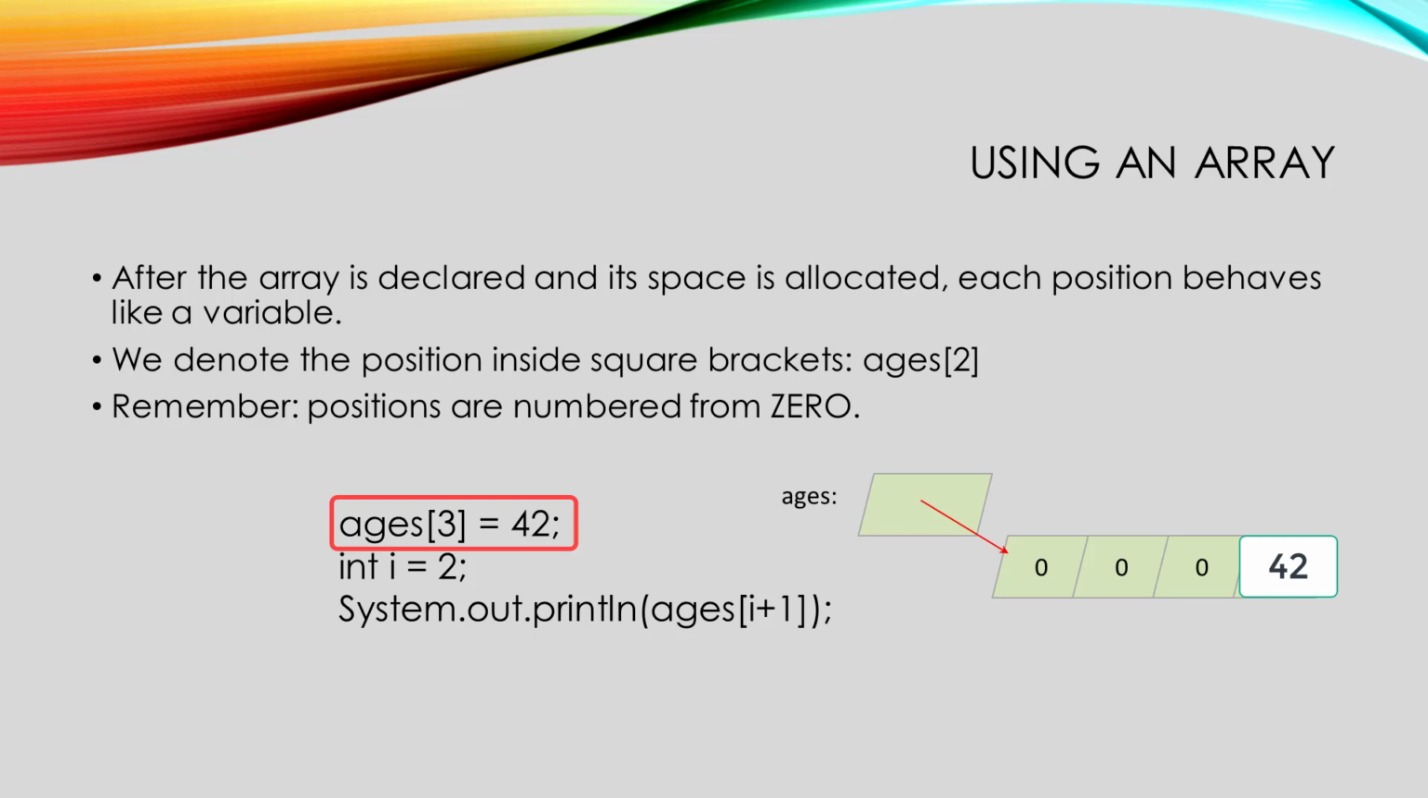We can index an array using any integer, including the results of a calculation. If we declare a variable named i and give it the value 2, we can index ages by the expression i plus 1. That will evaluate to 3, and this println will output the value in ages sub 3, which will cause the 42 to be output.